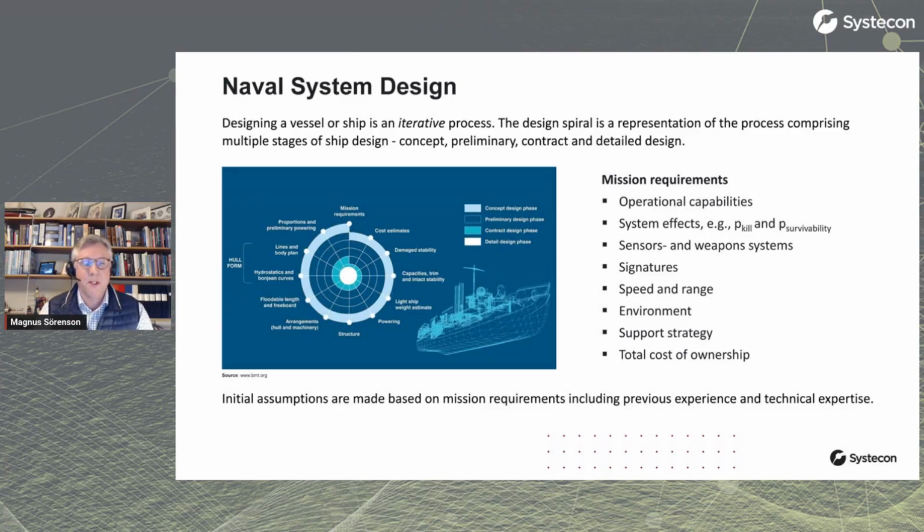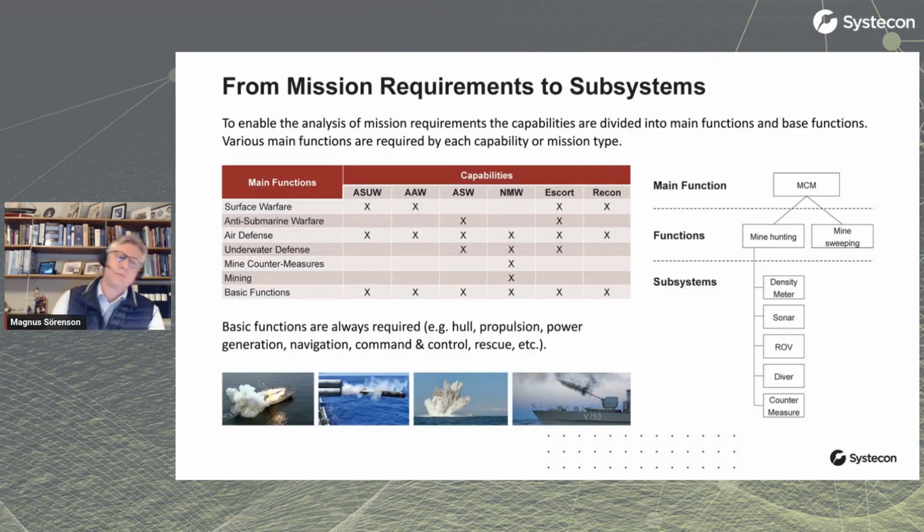As a naval systems engineer, you're involved in many different technical areas, from the propeller to the curtains in the mess room, we like to say. So to enable the analysis of top-level requirements, we have to break them down and distribute the requirements to the applicable systems and subsystems. To do that, we start by dividing each capability into different functions.